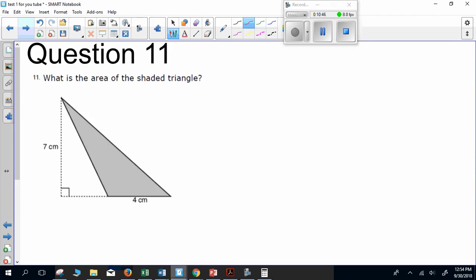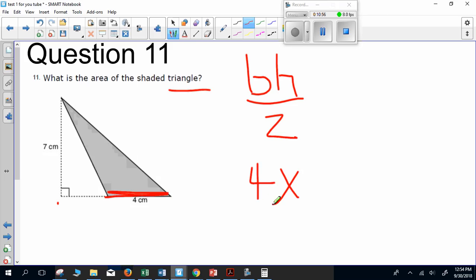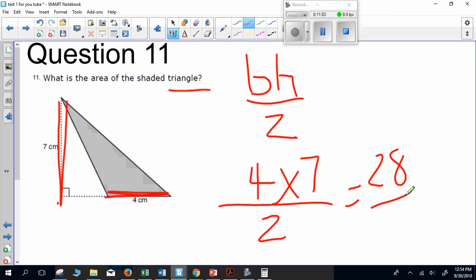Next one. What is the area of the shaded triangle? Base times height divided by 2. The base is 4, the height is 7. 4 times 7 is 28. 28 divided by 2 is 14 square centimeters.